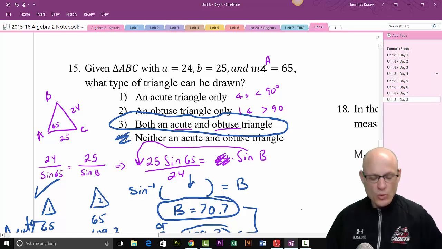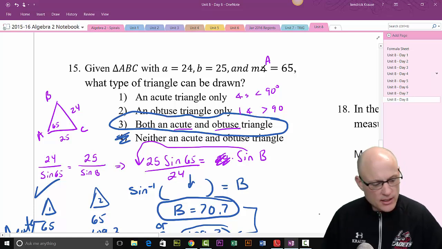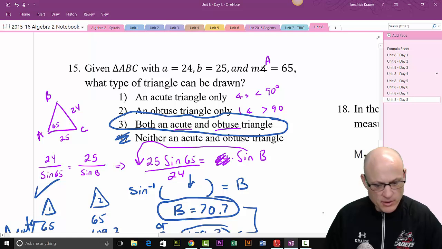Woo! 17. The next problem I'm doing is 20, which is really 18.